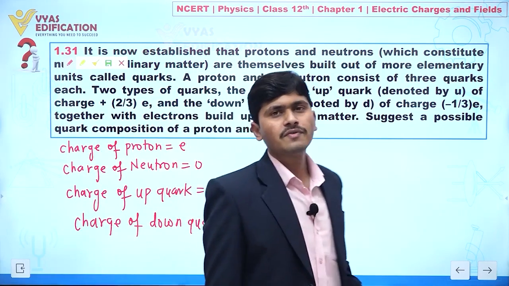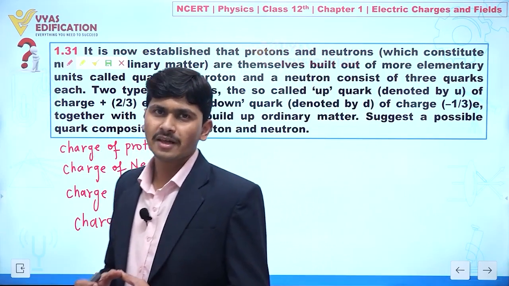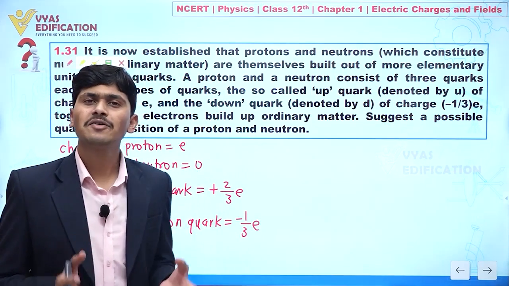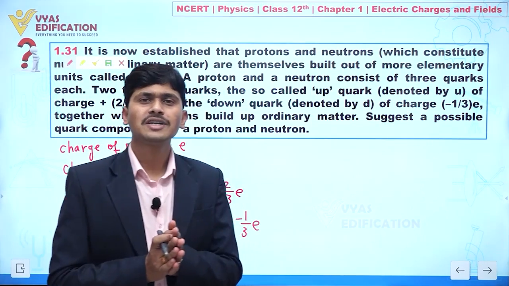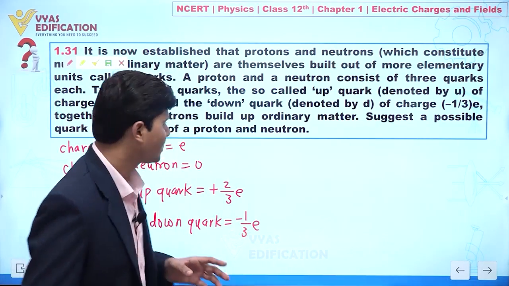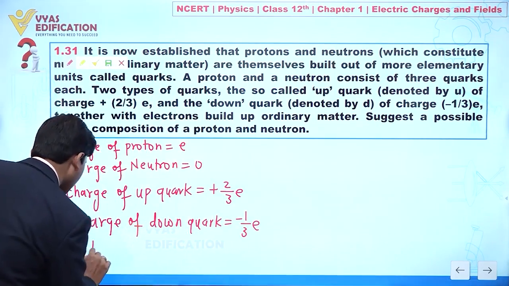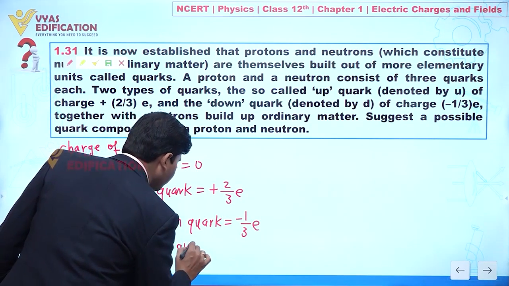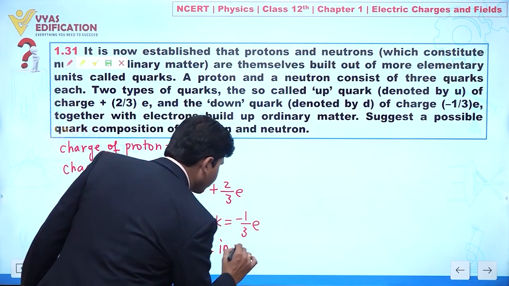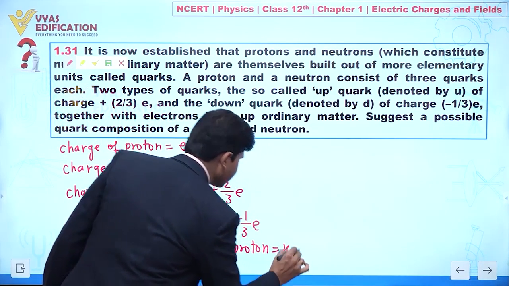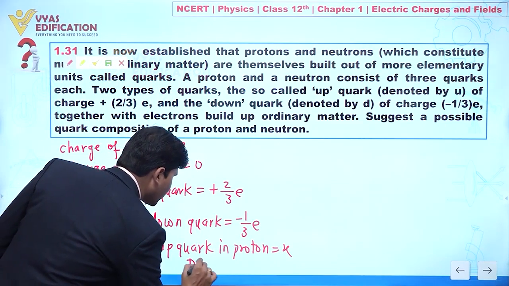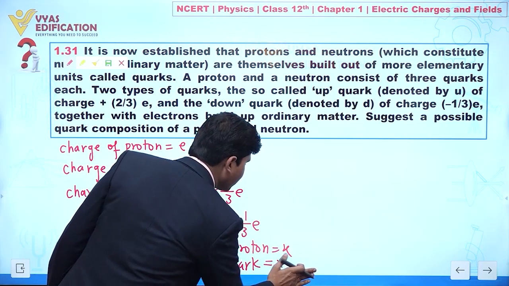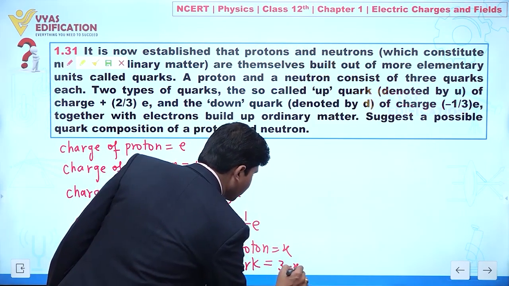Let's suppose we assume that in a proton we have x number of up quarks and the remaining are down quarks, and together they constitute a charge equal to the charge of an electron. So let the total up quarks in the proton be x. So what is the number of down quarks in the proton? In total we have 3 quarks, so this is 3 minus x.